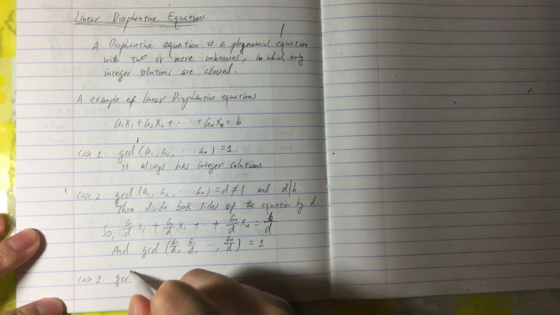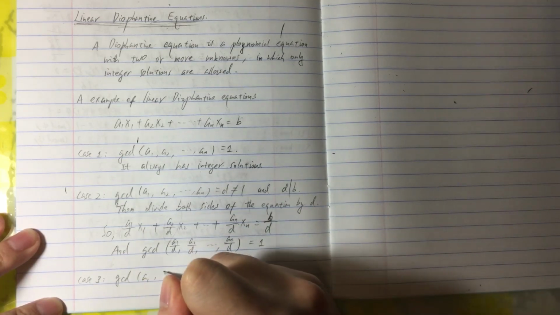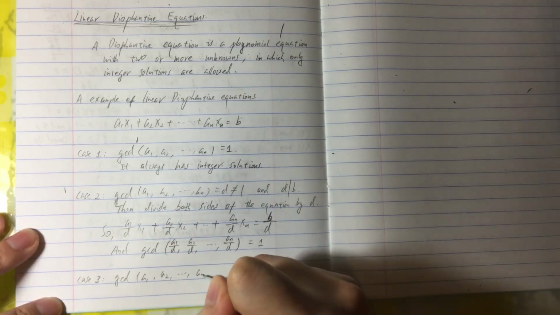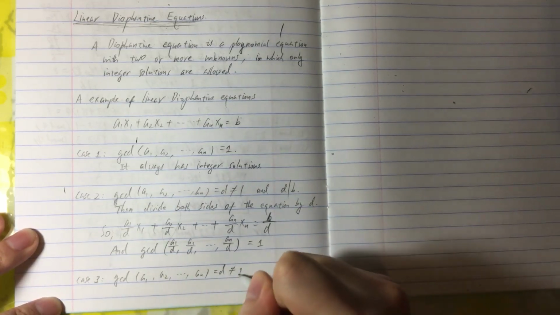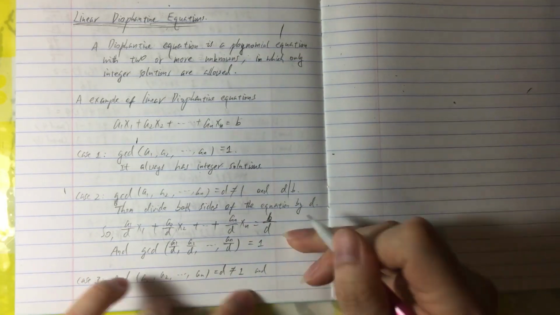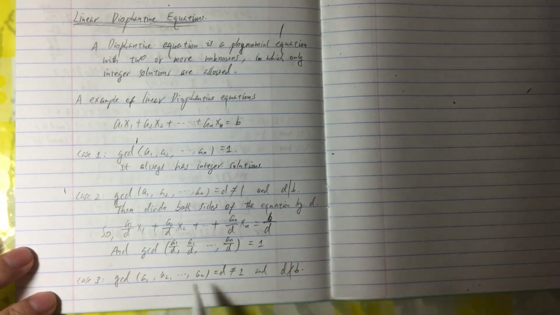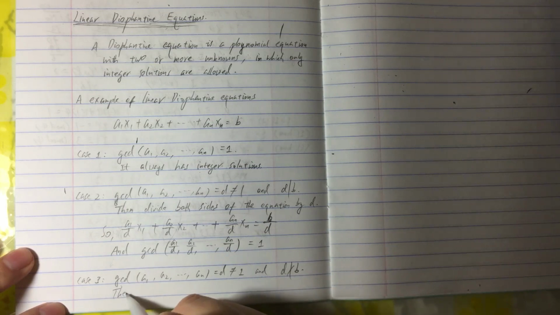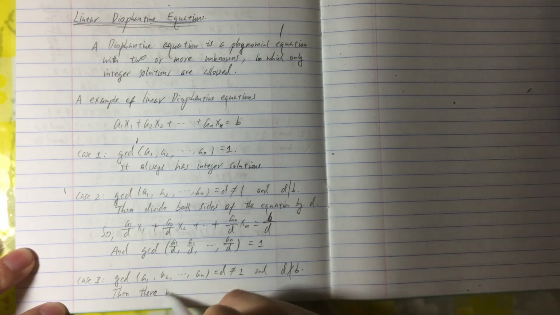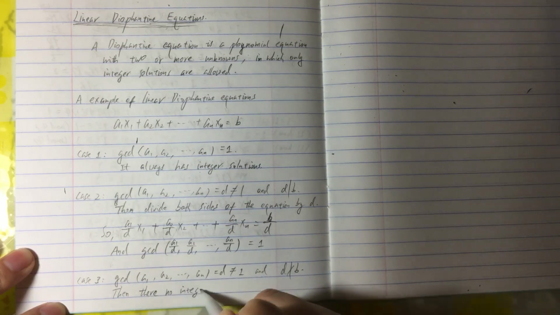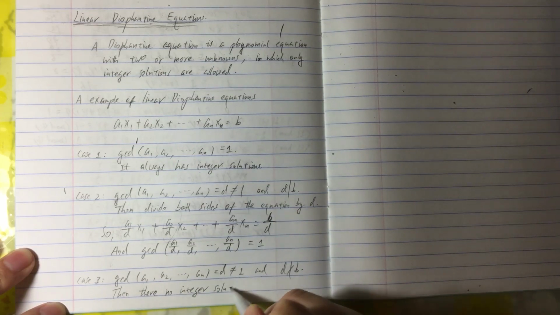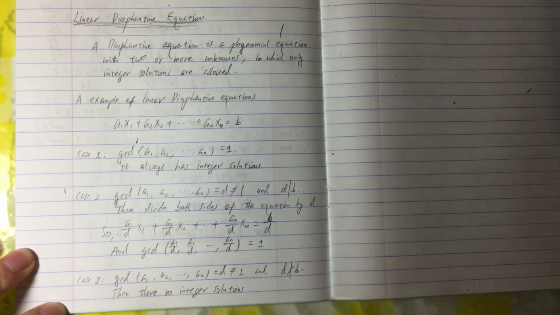Case 3. If the GCD of a1, a2, up to an is D, which is not 1, and D doesn't divide b, then there are no integer solutions.